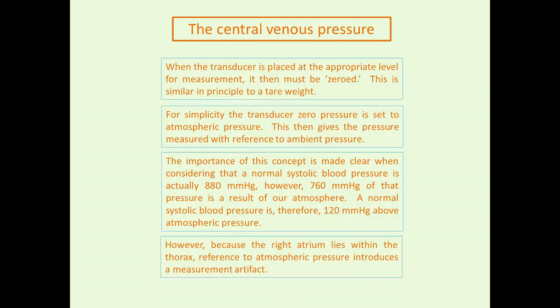And so it's very important to realize that the zeroing to atmosphere introduces a measurement artifact, and that artifact is because the right atrium is within the thorax, and the thorax is not atmospheric. It's actually subatmospheric even at FRC, and we talk about that in chapter 1. And then during a spontaneous inspiratory effort, the pleural pressure actually goes down even further, below atmospheric pressure, and you actually measure that in your CVP tracing, but it introduces this artifact thinking that pressure in the right atrium is going down, which may imply that filling is going down in the right atrium, but that is actually not correct.